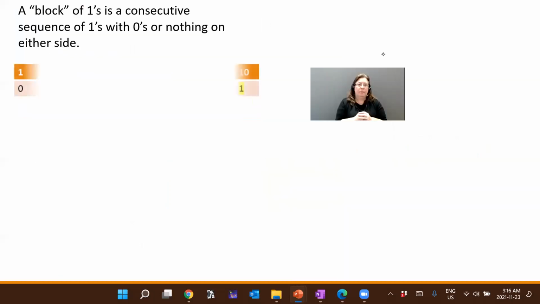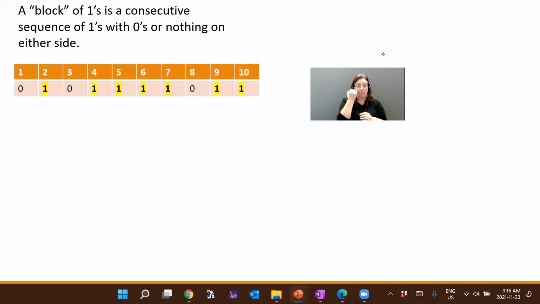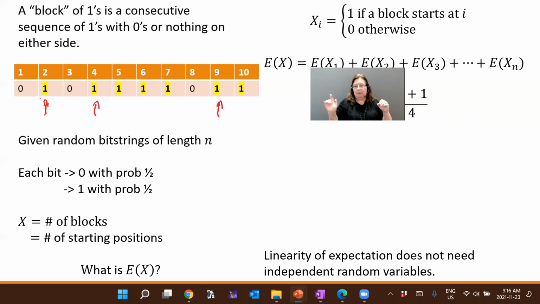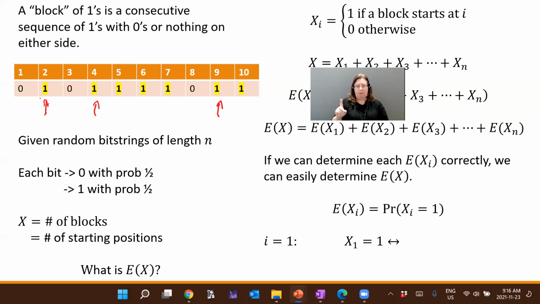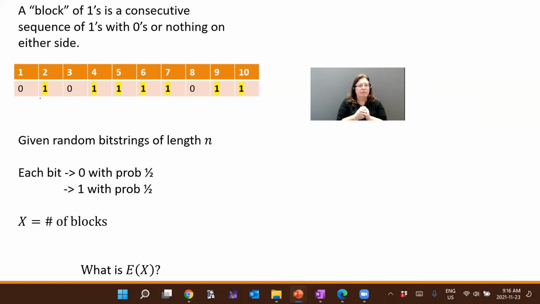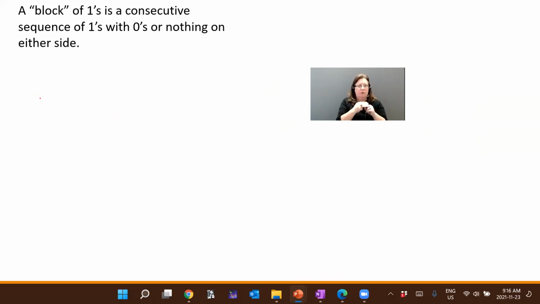So let's say we have a random bit string, or any bit string, right? We'll say that a block of ones is a consecutive sequence of ones with zeros or nothing on either side. So this one here, nope, that's not what I wanted. Sorry, I went to the end here.